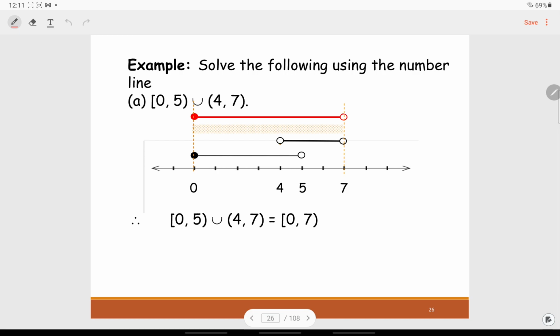Next, solve the following using the number line. We are given two intervals and we are also given the union operation. So we start with the first interval.